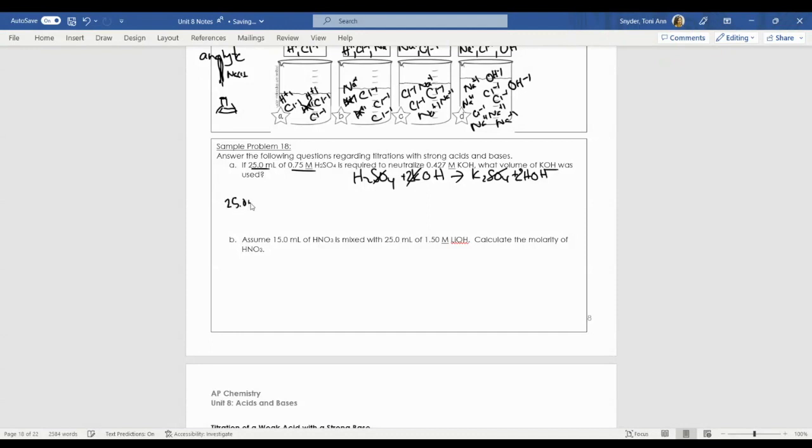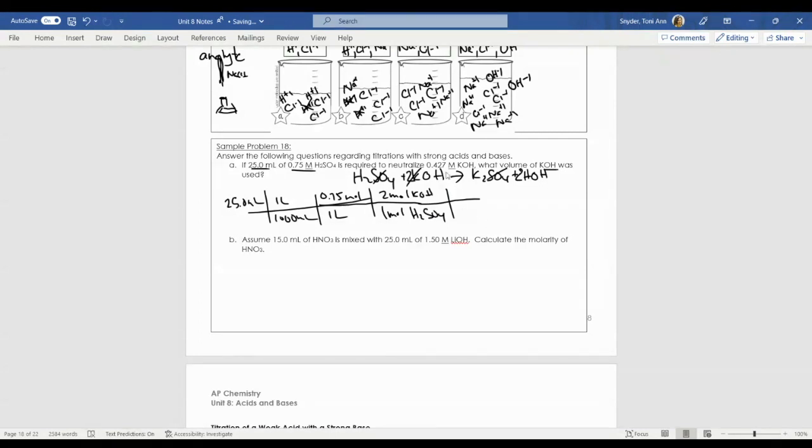I'm going to start off with 25 milliliters of the sulfuric acid. 1,000 milliliters is equal to 1 liter. 1 liter of sulfuric acid contains 0.75 moles of sulfuric acid. According to my balanced chemical equation, 1 mole of sulfuric acid reacts with 2 moles of potassium hydroxide. So you do have to check that balanced chemical equation. 98% of the time it's going to be 1-to-1, but it is always important to recognize if it's not 1-to-1.